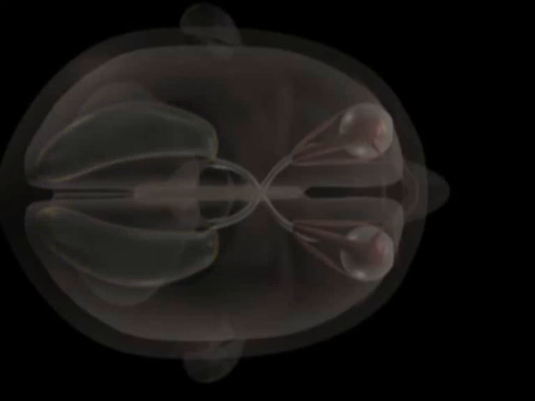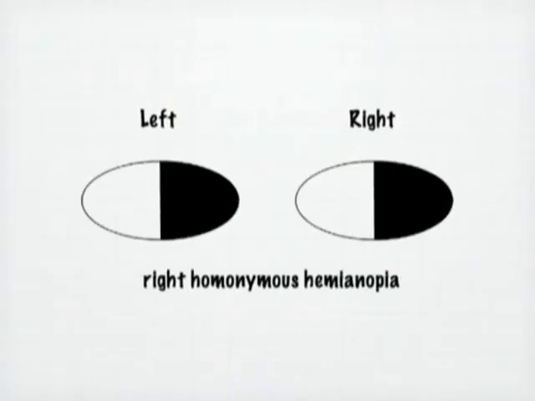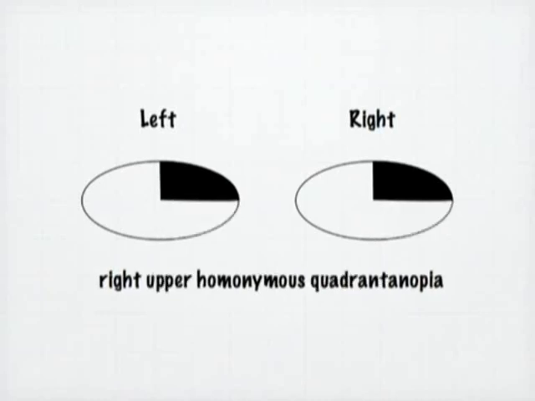Damage to this tract occurs most commonly due to stroke, and can cause quadrantanopia or hemianopia depending upon the lesion size. Temporal lobe lesions cause superior quadrantanopia or pie in the sky, and may have associated complex partial seizures, memory problems, or Wernicke's aphasia if dominant hemisphere.